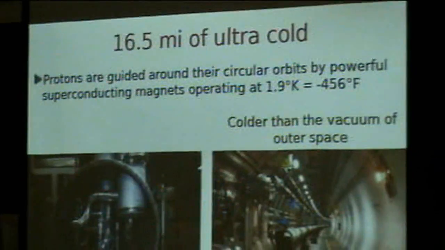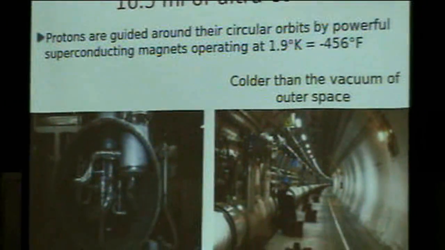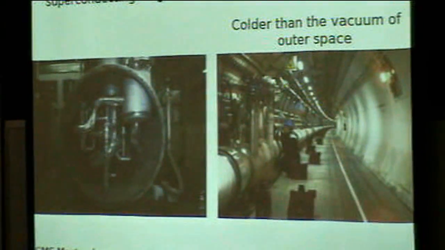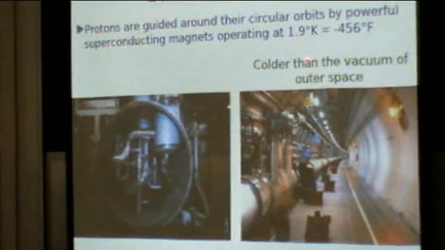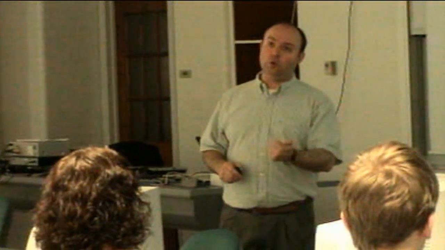We use these magnets to steer around all these protons, okay, and accelerate them. And these magnets are in superconducting mode, which basically means that they're super cool, just a couple of degrees above absolute zero. That way we can inject a lot of electric current in them, and they transfer it without any heat loss, very efficiently. And that's why we use this. So we have basically 16.5 miles of ultra cold and ultra vacuum.